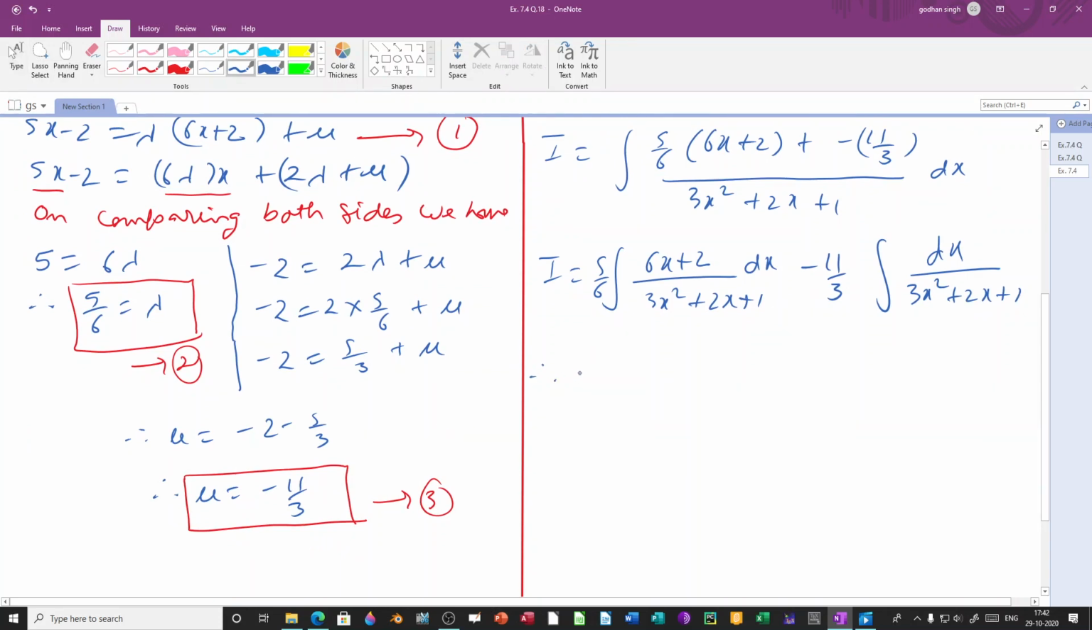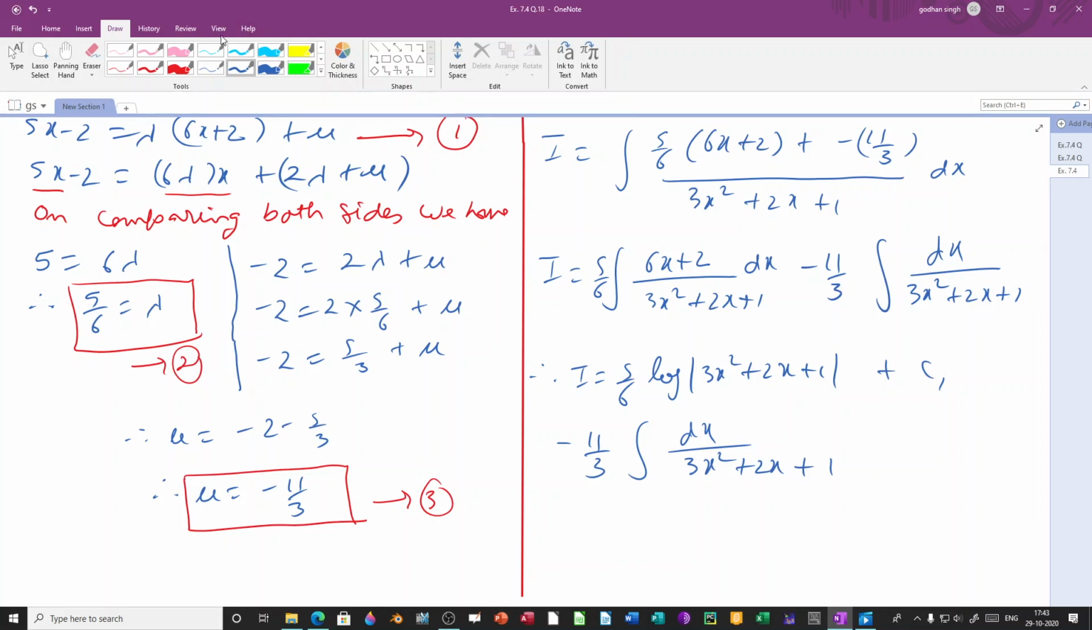So therefore I equal to 5 by 6, and already as discussed, if we take this as t, we'll get 6x plus 2 dx as dt, so that will be dt over t form, that is log t. So 5 by 6 log modulus of 3x square plus 2x plus 1 plus c1, and now we'll integrate the second part, minus 11 by 3 and dx over 3x square plus 2x plus 1. Now for time being, let's consider this as say this one as I1.